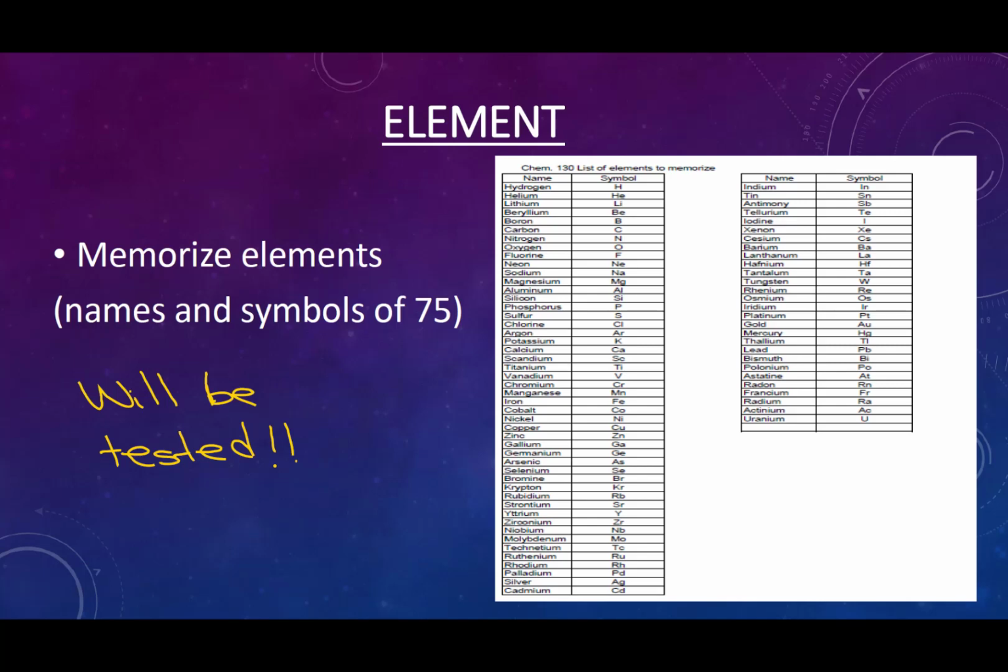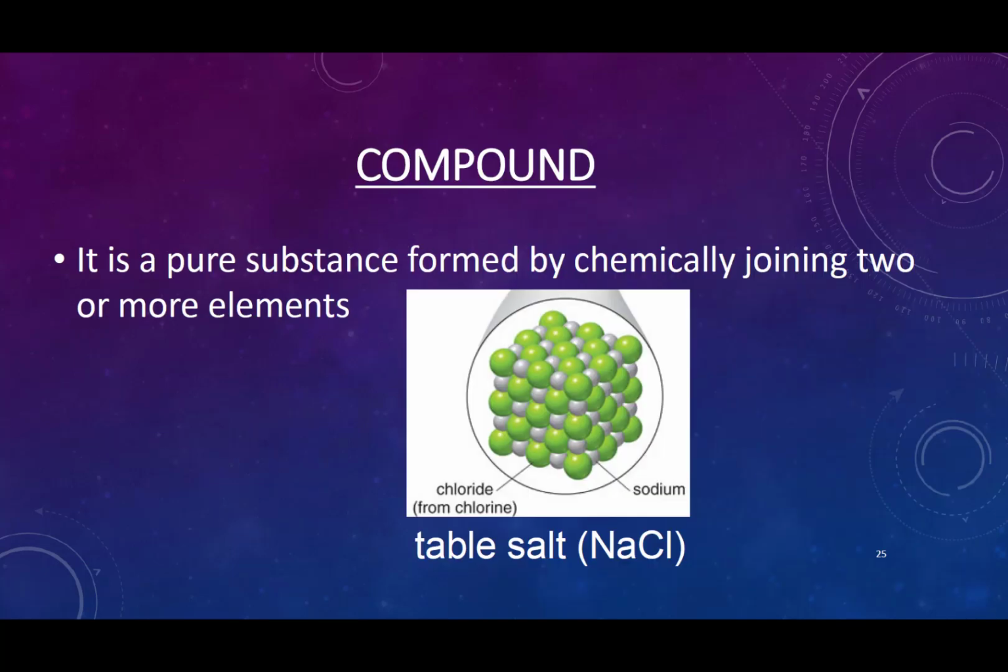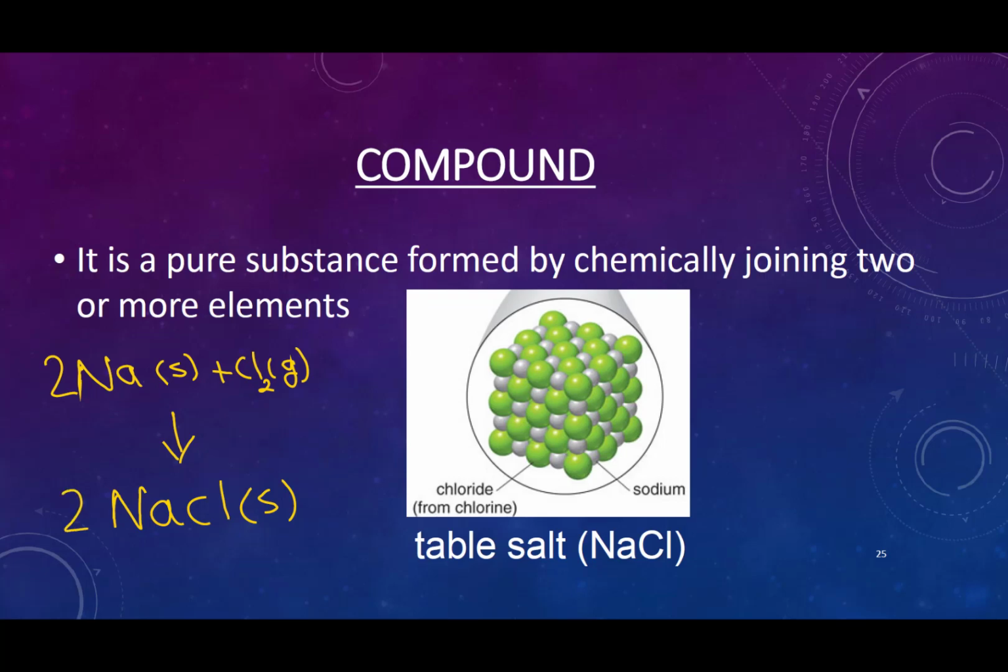All right, now compounds are made of two or more elements. Like sodium chloride. Sodium on its own reacts with chlorine on its own, and it produces sodium chloride. It's our table salt. As you can see, it's made of sodium and chlorine. These pure substances join together and make a compound.